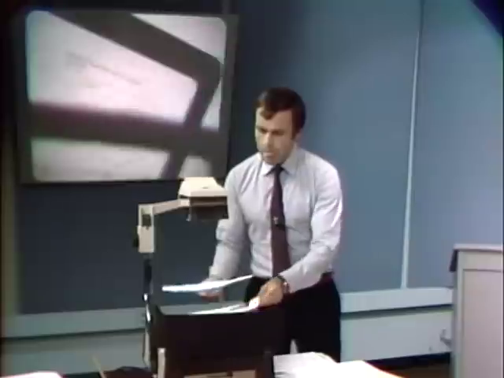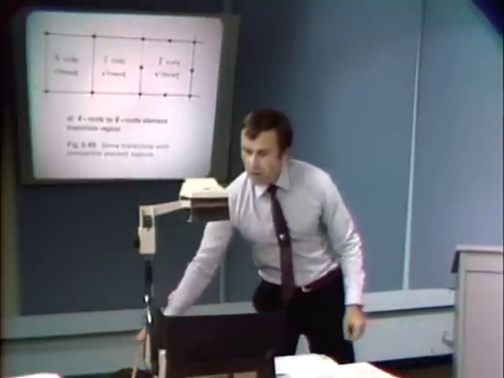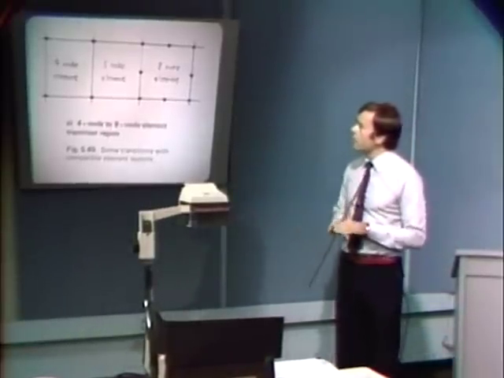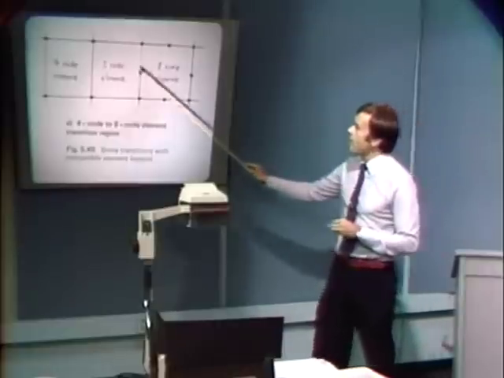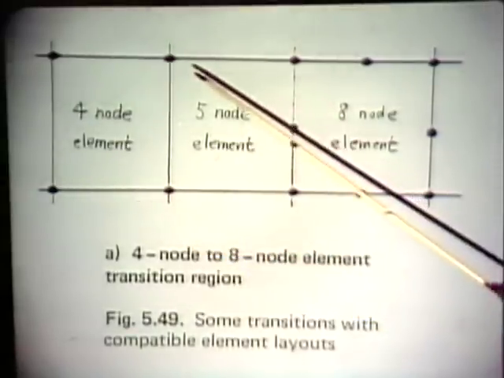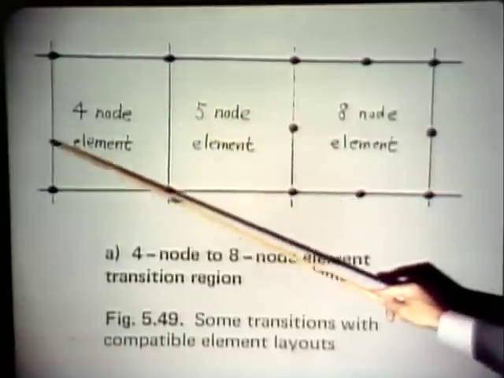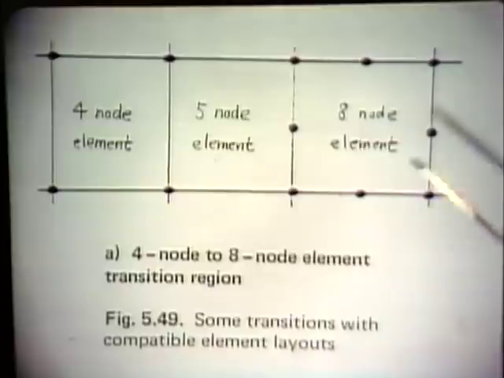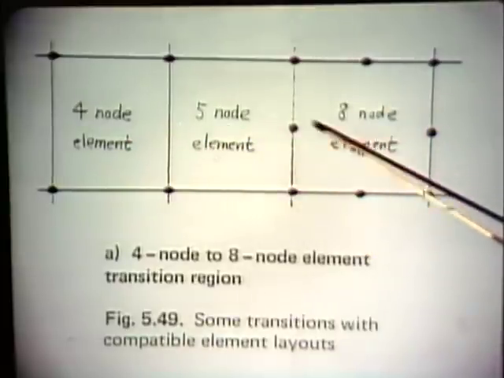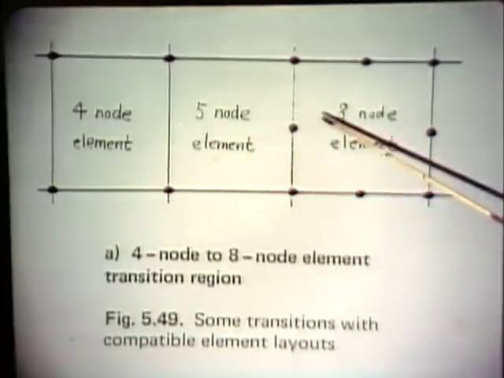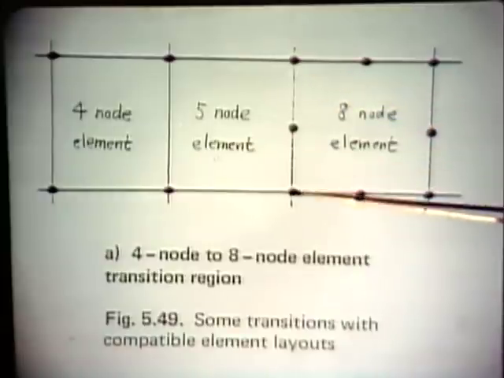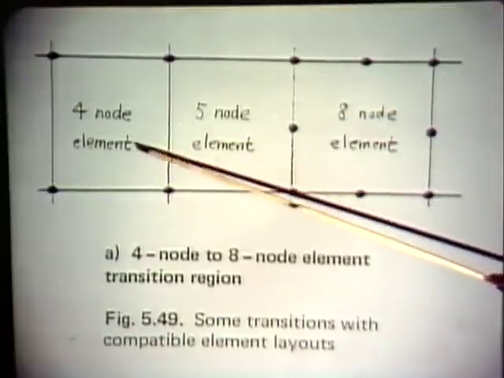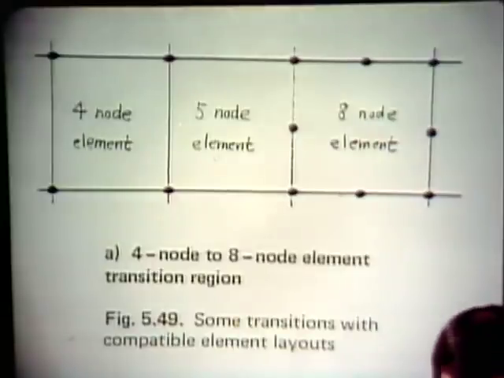Let us look also at some mesh considerations. If we perform an analysis, we might find that in some area of the element idealization we want to use 4-node elements or lower order elements, and in another area we want to use higher order elements. Well, here I have shown a transition region going from a 4 to a 5-node to an 8-node element. Notice that we have full compatibility along this side. So this is a compatible element transition from 4 to 8-node elements.